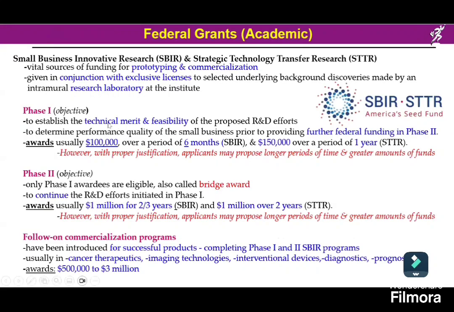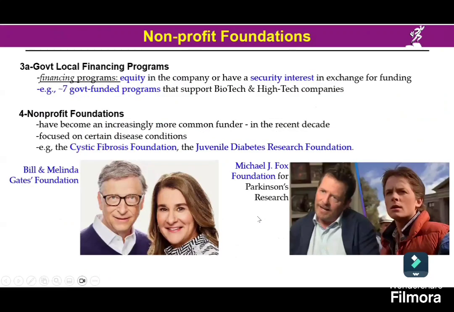For example, here is the Small Business Innovation Research, SBIR, and similarly STTR. These are very famous funding opportunities available to biotech entrepreneurs, and they are operated by the government. Here you can get at the most from $500,000 to $1 million over 2 years to develop, and this money is all given to you to develop your product further.